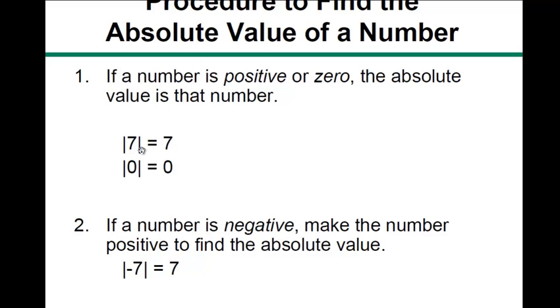These bars right here mean absolute value. If a number is positive or 0, the absolute value is just that number, meaning I want the absolute value of 7.